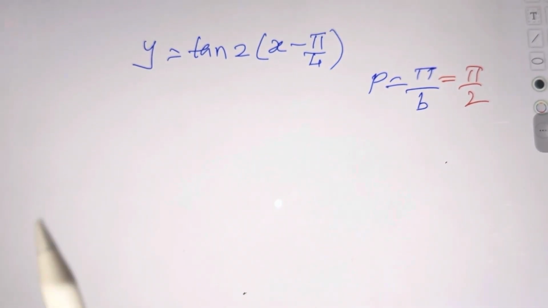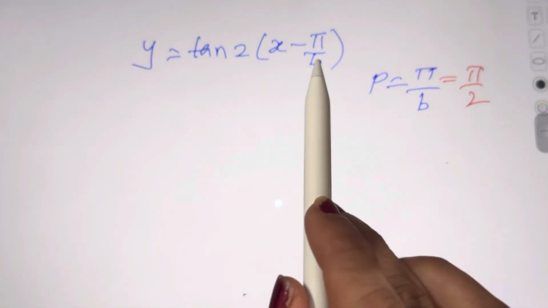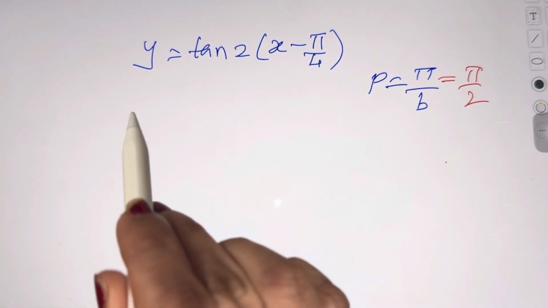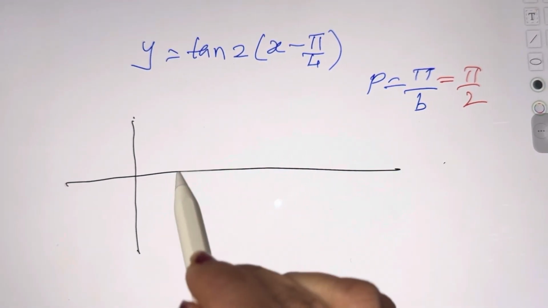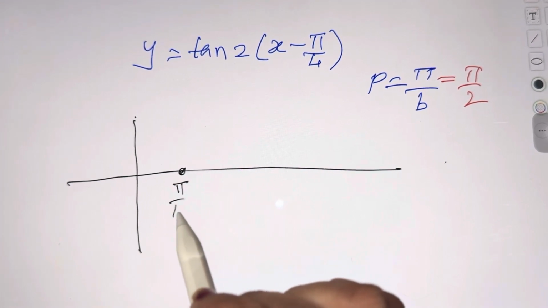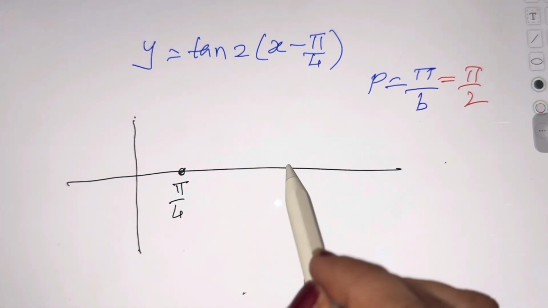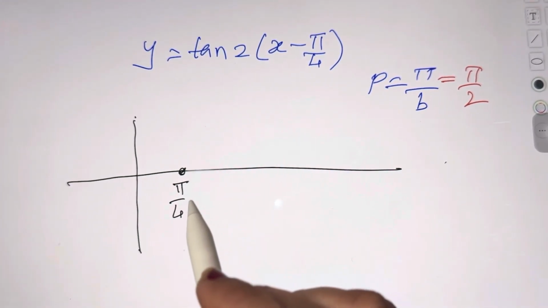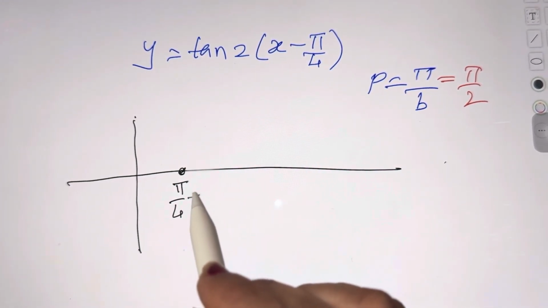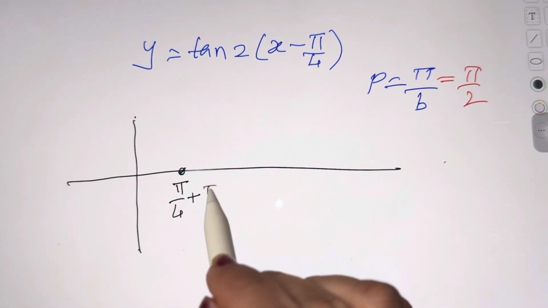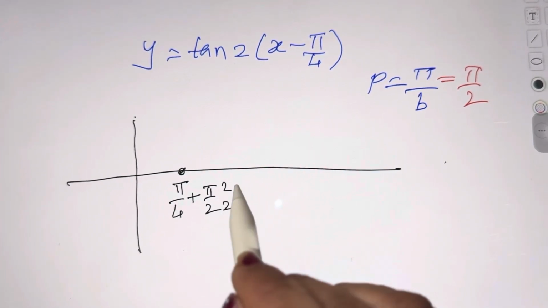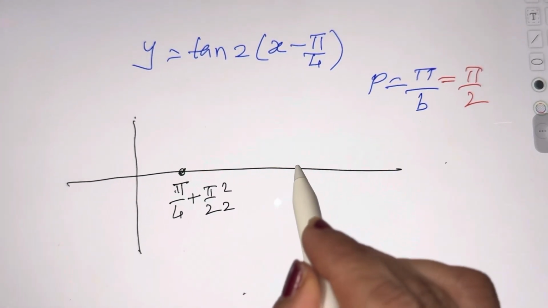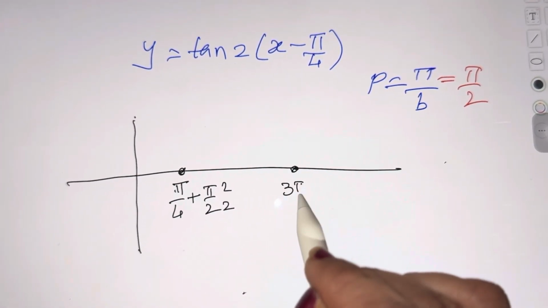Ignoring all the other stuff, I can see my function is moving right by pi by 4. So that means my function's first point will be pi by 4. Remember I said we need 3 points. What will be the third point? How to get the third point? Add the period. If I add the period, which is pi by 2, make the denominators the same. So it will be 2 pi plus 1 pi, 3 pi by 4. So my third point will be 3 pi by 4.